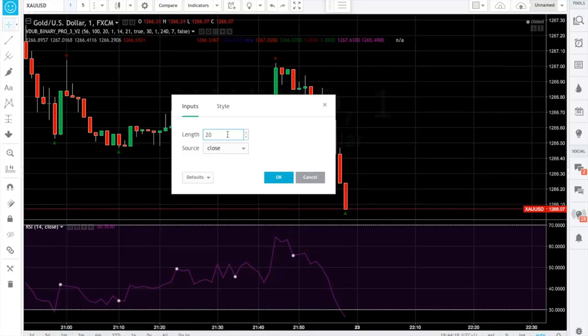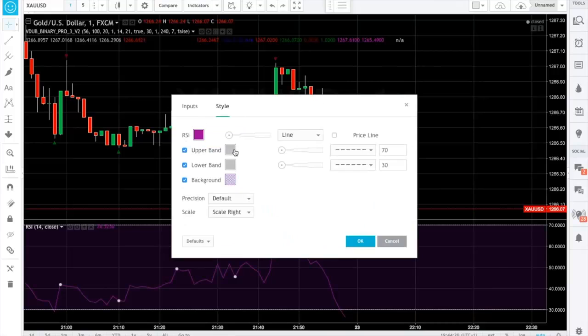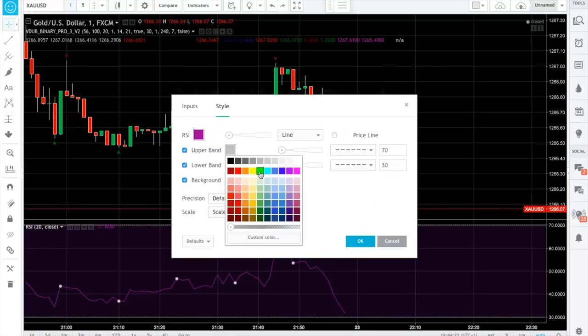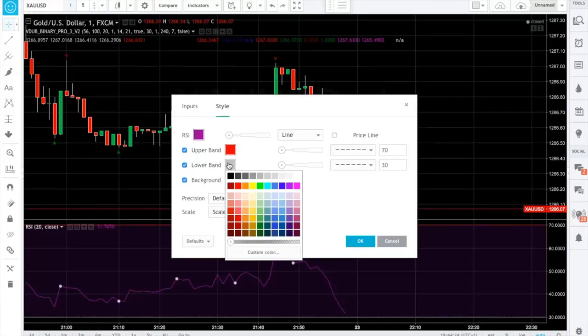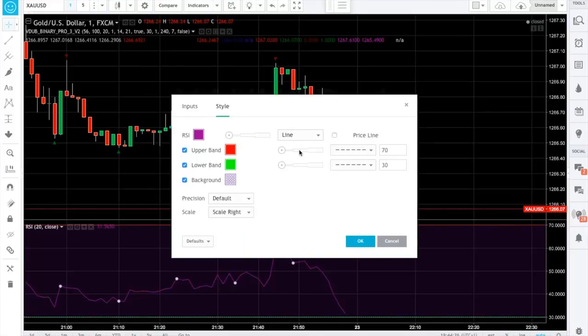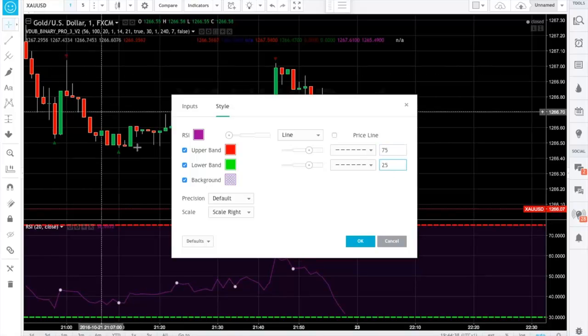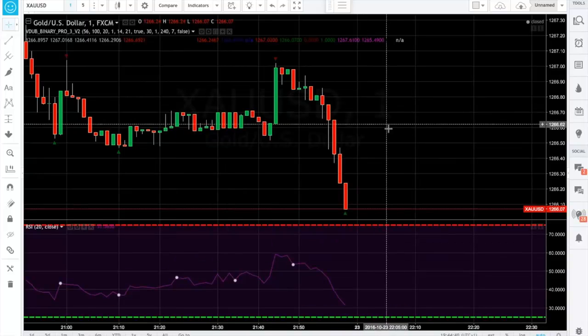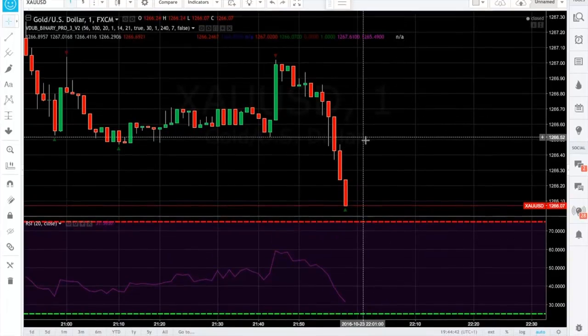So we take the last 20, we then go to style, upper band, we want to set to a red because that's our sell. Lower band will be a green, that's our buy. We want to set the setting on the lines to 1, 2, 3. Same again, 1, 2, 3. And the price line, we change to 75, 25. I hope you guys are still following me. I hope you're still with me on this one.